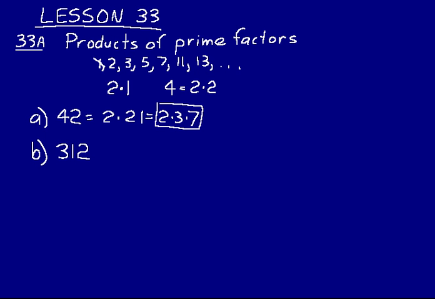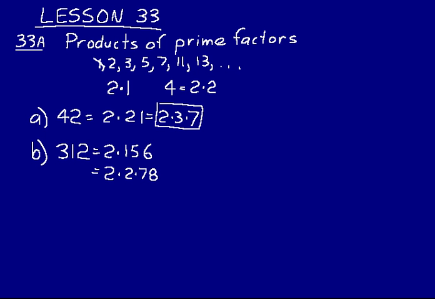Let's do another one. 312, this one will be a little more complicated. Well, we see it's an even number, so we know it's going to be at least divisible by 2. And so we can break that into 2 times 156. And then 156 is an even number, so we can divide that by 2 as well. I like to do these vertically, so I'll say 2 times 78, because that's what 156 is. If I write them vertically, then I can keep up with my factors a little bit easier.